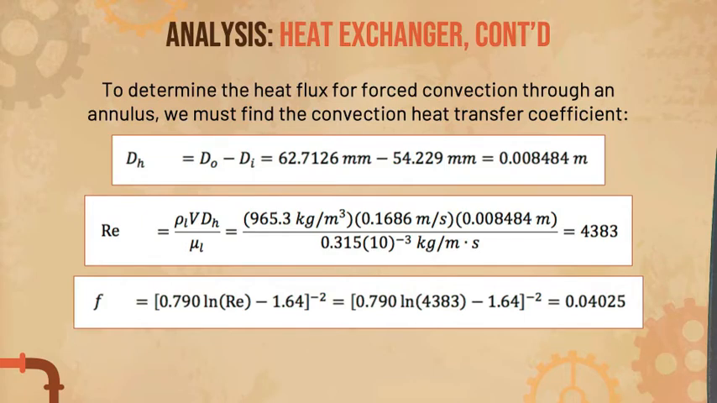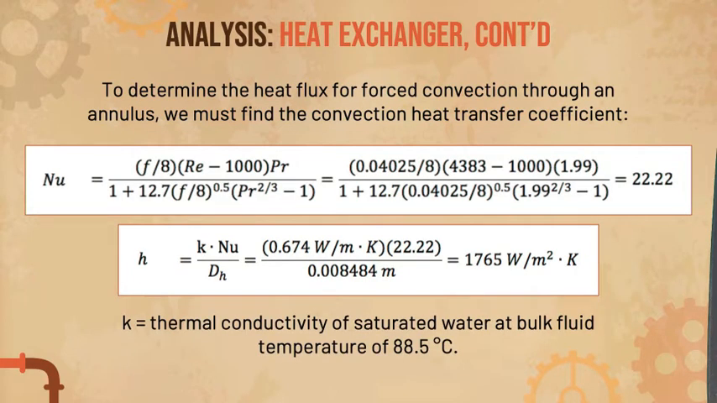To determine the heat flux for forced convection through an annulus, we must find the convection heat transfer coefficient. Here, we are given the preliminary steps of the hydraulic diameter, the Reynolds number, and the friction factor. Given these values, we can also find the Nusselt number, and by extension, the convection heat transfer coefficient, which comes out to 1,765 watts per meter squared Kelvin.